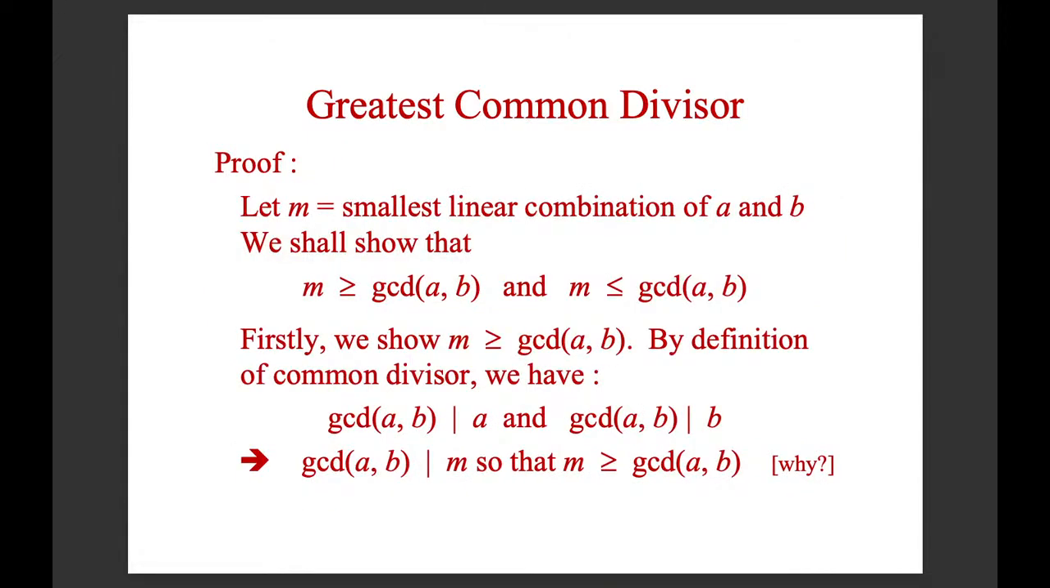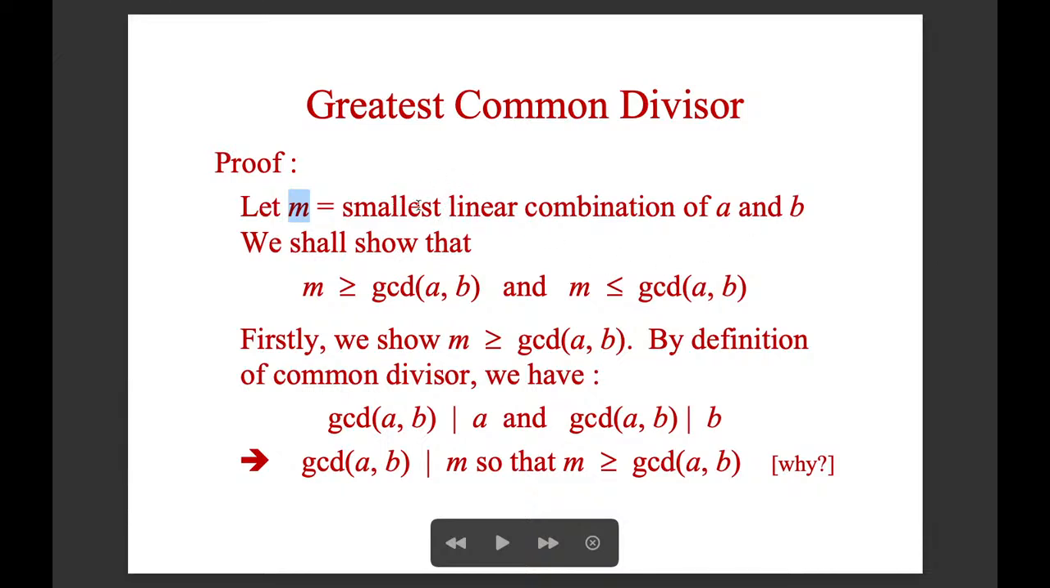So how can we show this? There are different ways of showing this, but let me describe a way that is described in the lecture notes of the MIT course. We are going to show these two facts. Suppose that we use M to denote the smallest linear combination of A and B. We don't know what it is, but let's say this must be there, right? I missed the word positive. Let M be the smallest positive linear combination of A and B.